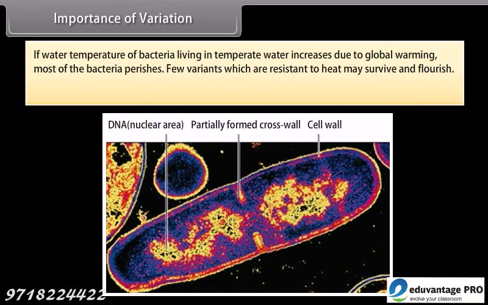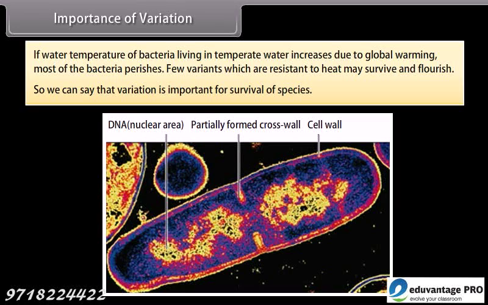If water temperature of bacteria living in temperate water increases due to global warming, most of the bacteria perishes. Few variants which are resistant to heat may survive and flourish. So we can say that variation is important for survival of species.